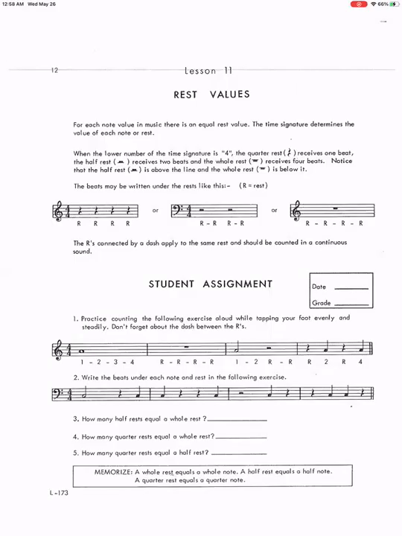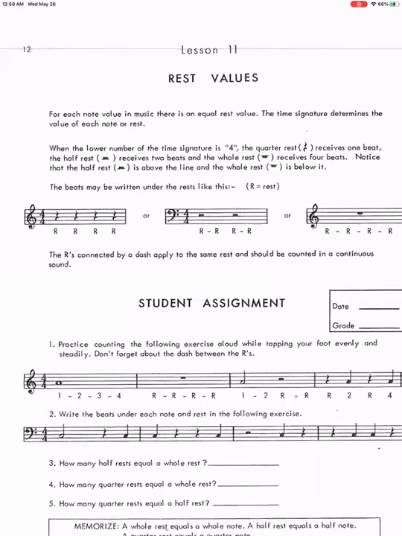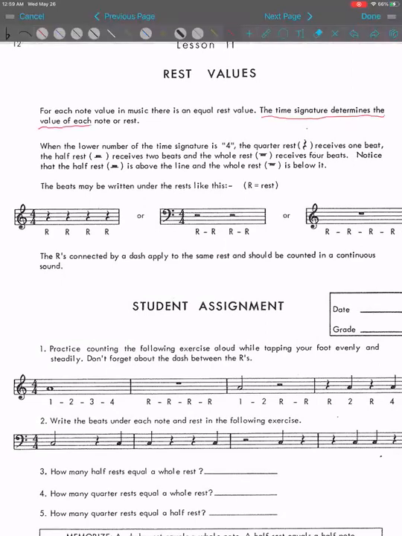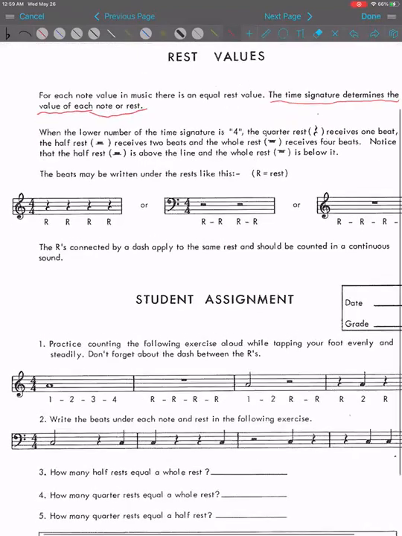This is Master Theory, Book 1, Lesson 11, where we're talking about rest values. For each note value in music, there's an equal rest value. The time signature determines the value of each note or rest. When you have a quarter note, there's a quarter rest. When you have a half note, there's a half rest. When you have a whole note, you have a whole rest.